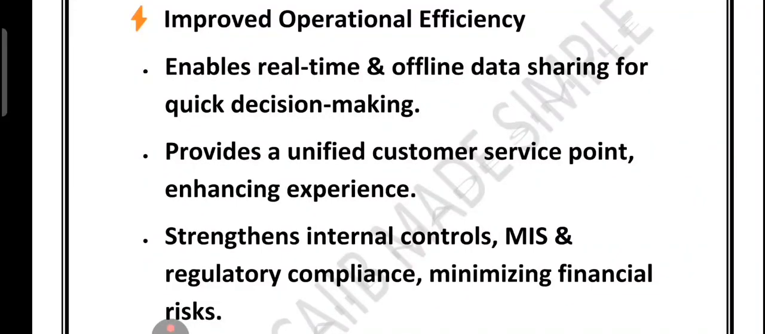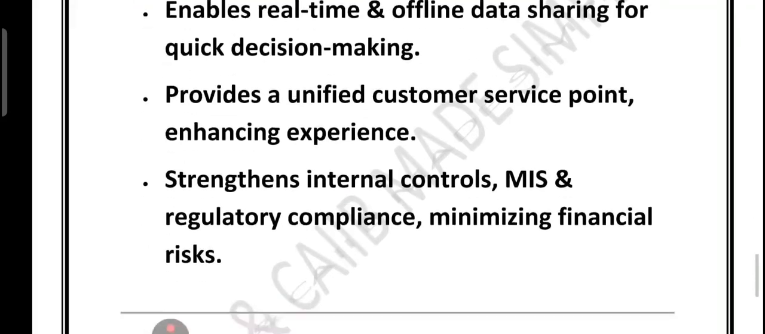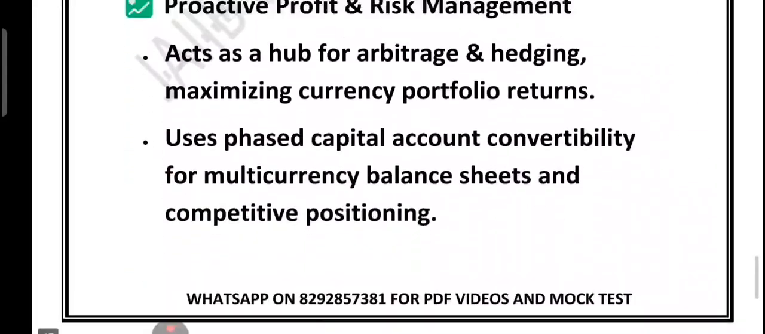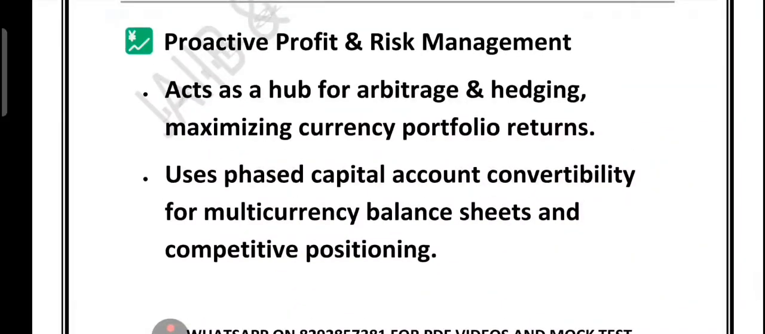So treasury enables real-time offline data sharing. It provides a single point of service for the customer. It strengthens our internal control, management information system, regulatory compliance. We have proactive profit and risk management. So this treasury acts like a hub for arbitrage and hedging, maximizing return on currency portfolio.